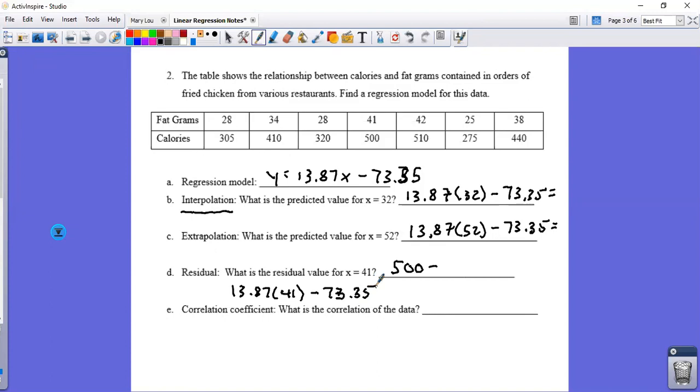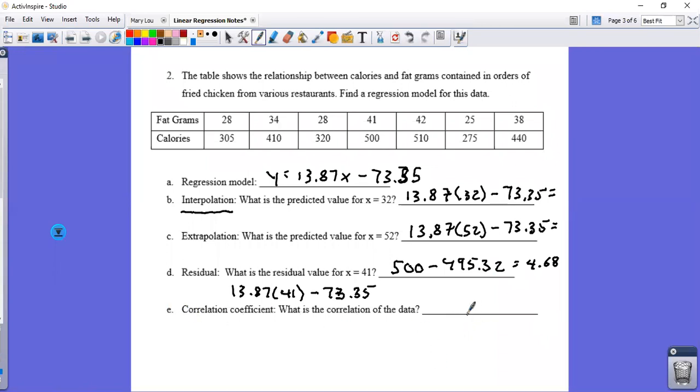13.87 times 41 minus 73.35. That's 495.32. 500 minus that number is 4.68. So the residual is just how far from the prediction is the actual, right? So the actual data, since it's a positive residual, would be above that line.